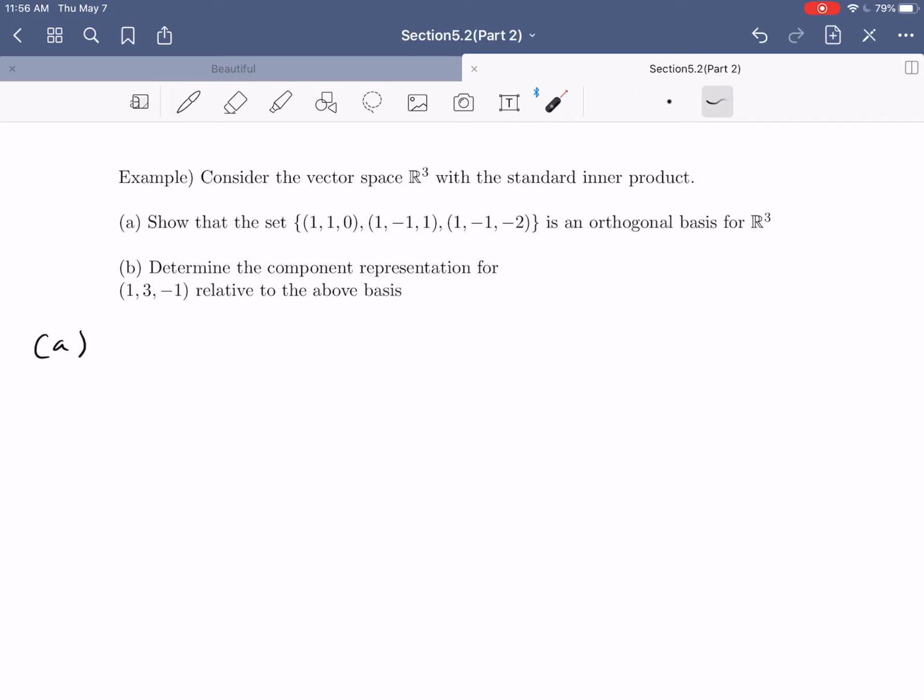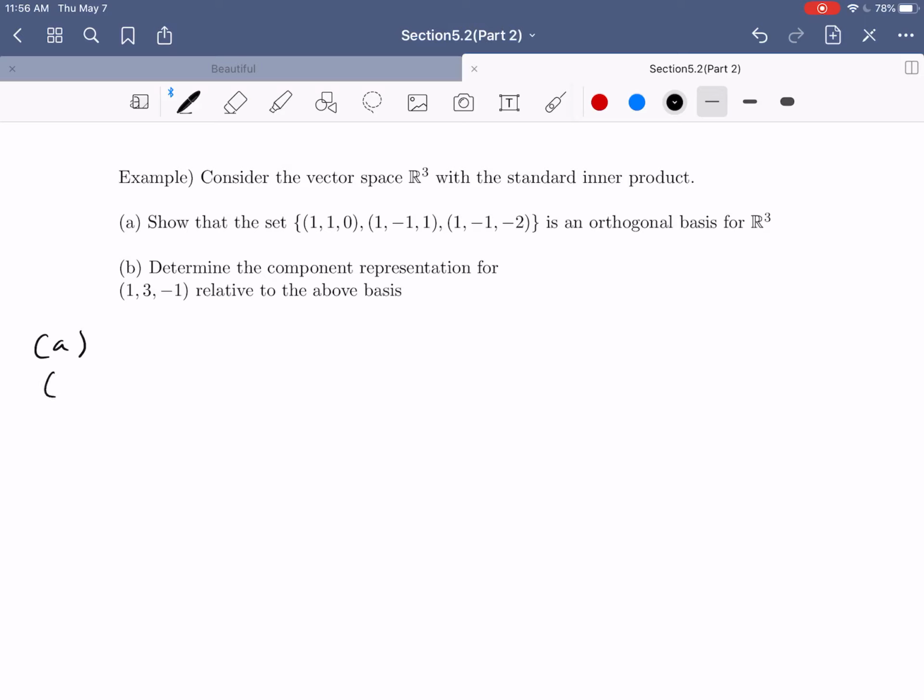For A, we need to show that this is an orthogonal basis. This has the right amount of vectors to be a basis. So since we want to show it's an orthogonal basis, it will suffice to show that these vectors are orthogonal. Remember, we proved in the previous video that if these vectors are orthogonal, they're automatically linearly independent. Since the number of vectors matches the dimension of R3, if you're linearly independent, you also automatically span. Since they will be an orthogonal, linearly independent spanning set, they will be an orthogonal basis. So we only need to show that they're orthogonal.